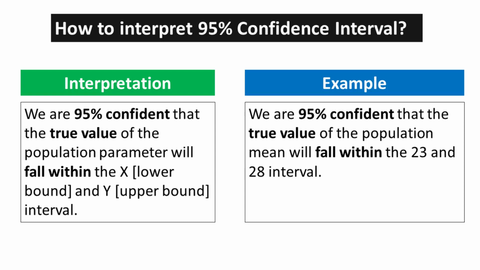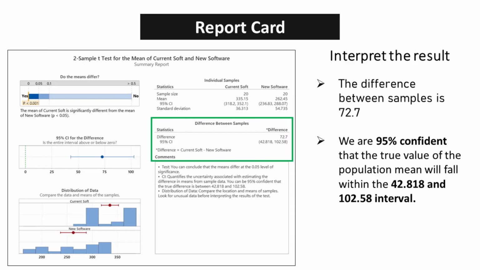For example, if we say we are 95% confident that the true value of the population mean will fall within the 23 and 28 interval, it means that we are quite certain that the actual population mean is somewhere between 23 and 28. The difference between samples is 72.7. We are 95% confident that the true value of the population mean will fall within the 42.818 and 102.58 interval.